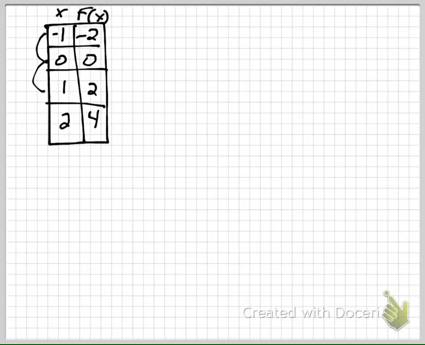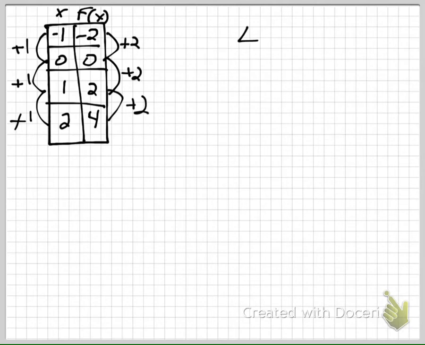The x's, what's happening for each x? What's happening each time in the x column? They're adding together. Plus 1, plus 1, plus 1, right? What's happening in the f of x? Plus 2. So what's the rule? How do I do this? It's the change in y over the change in x. What's the change in y? 2. What's the change in x? 1. What's the slope? 2 equals a 2 slope.